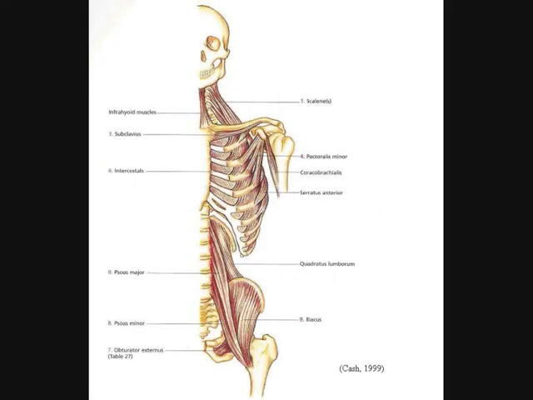Pectoralis minor originates from the 3rd to 5th ribs and inserts onto the coracoid process of the scapula. It draws the scapula forward and down.